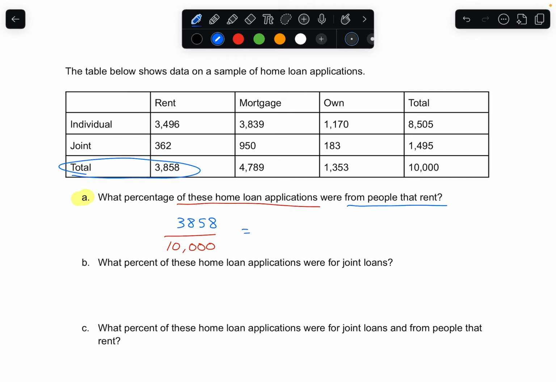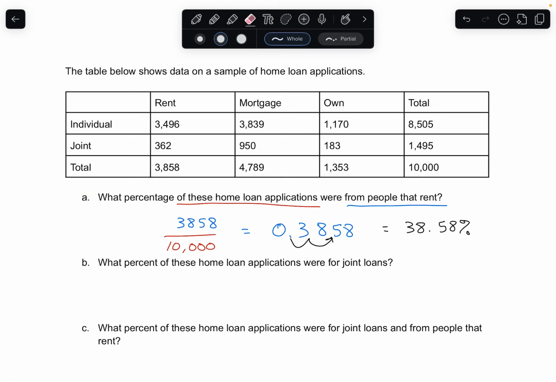I'm just going to go ahead and divide that out, and I should end up with 0.3858, which is the decimal form of that percentage. If I want to convert that to a percentage, I can either multiply that by 100, or more simply, you can take that decimal place and move it to the right by 2 spots. So this would be 38.58%. So there's my first part, part A.